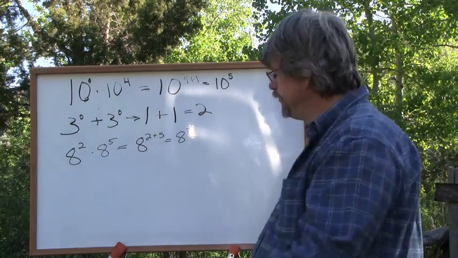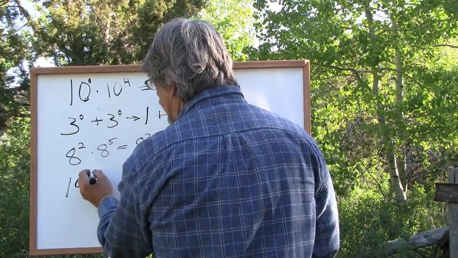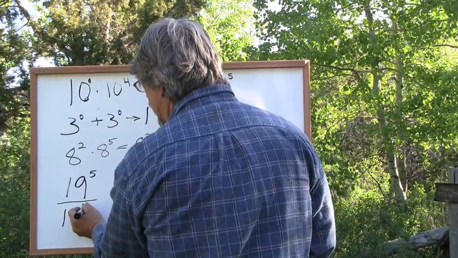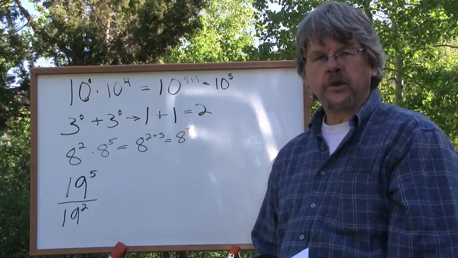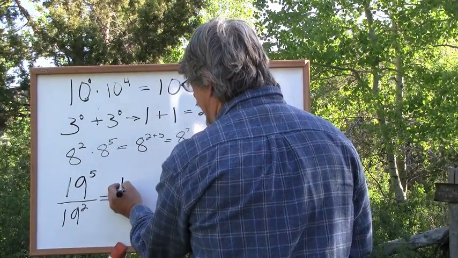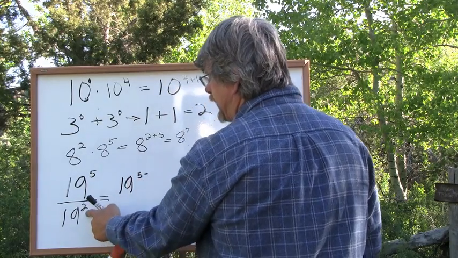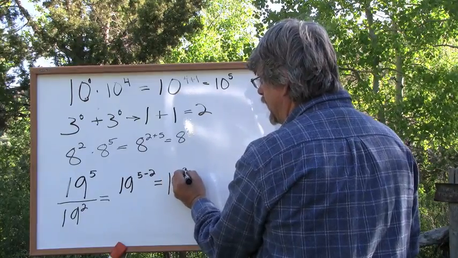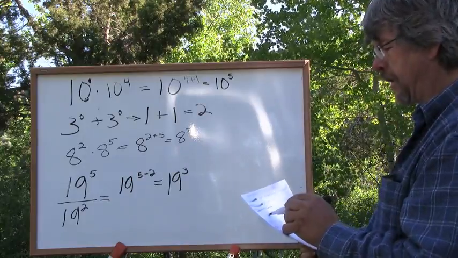It's that simple. Now, what if we are given 19 to the fifth over 19 to the second? In a division, remember, we subtract the exponents. So this becomes 19 to the 5 minus 2. So this equals 19 to the third. It's that simple. It is truly that simple.